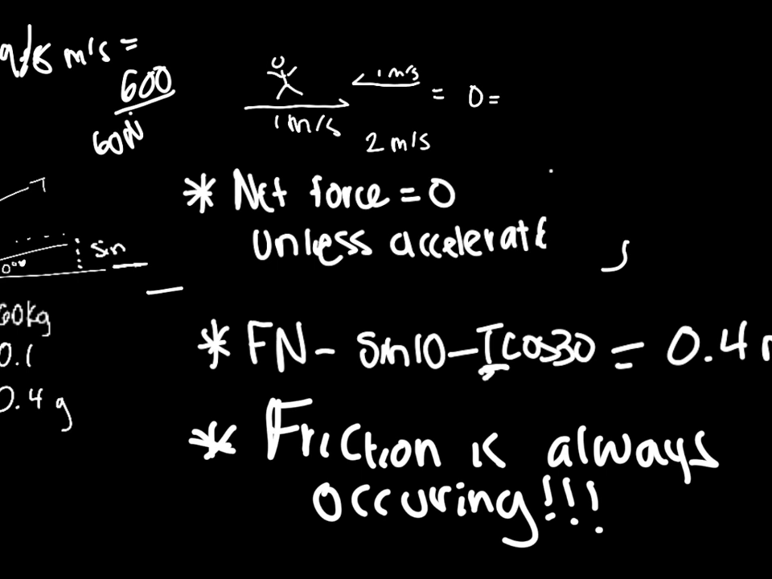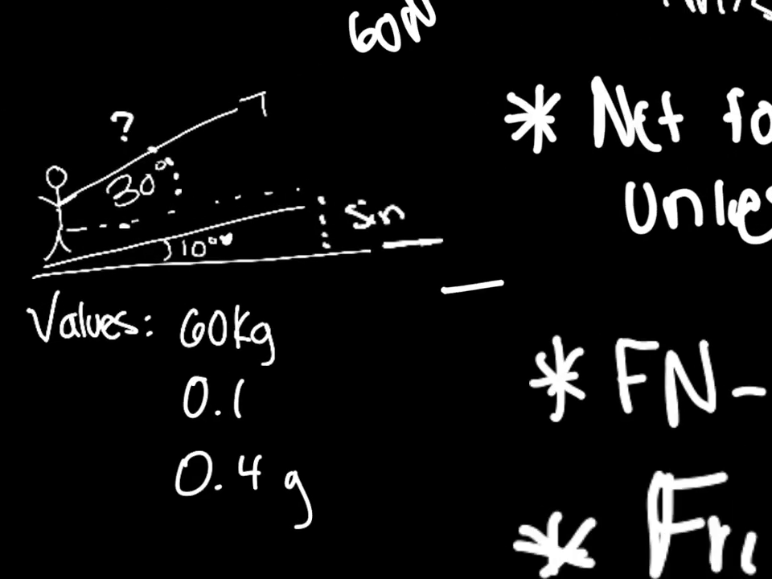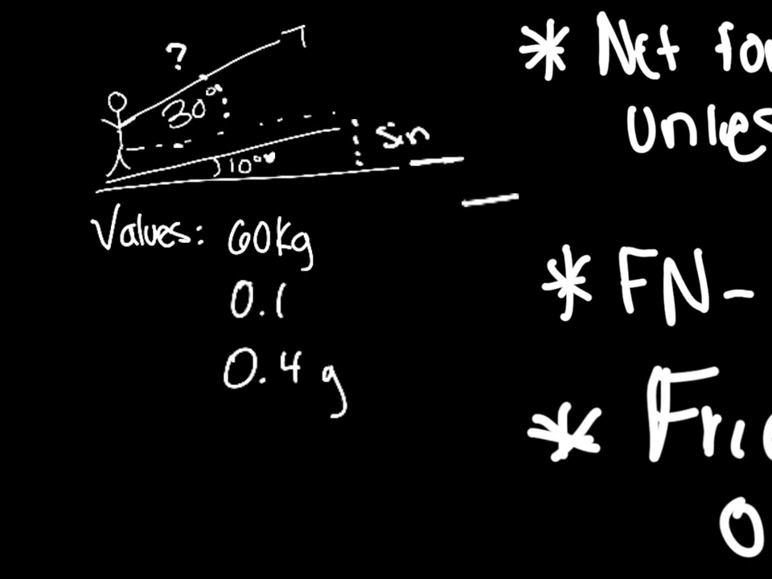So now we go back to our equation. We're saying that the frictional force minus the actual weight, which is sine of 10, minus the tension of the rope equals 0.4 mass times gravity. Now you might say, where did 0.4 come from? 0.4 comes from his acceleration.